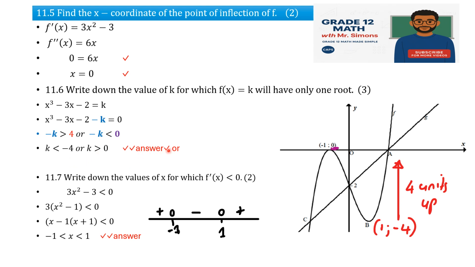So 2 marks for the answers and 1 mark for the word "or". That is where my 3 marks come from.